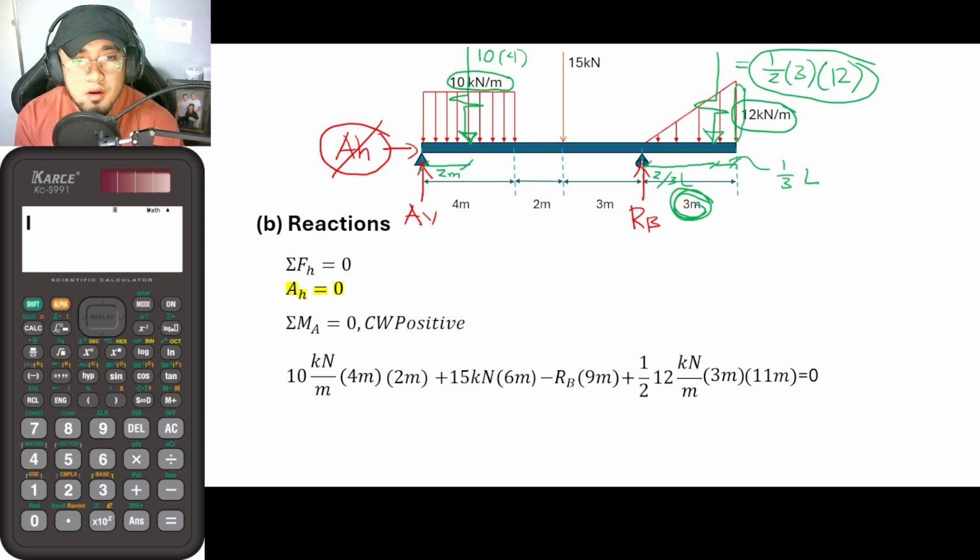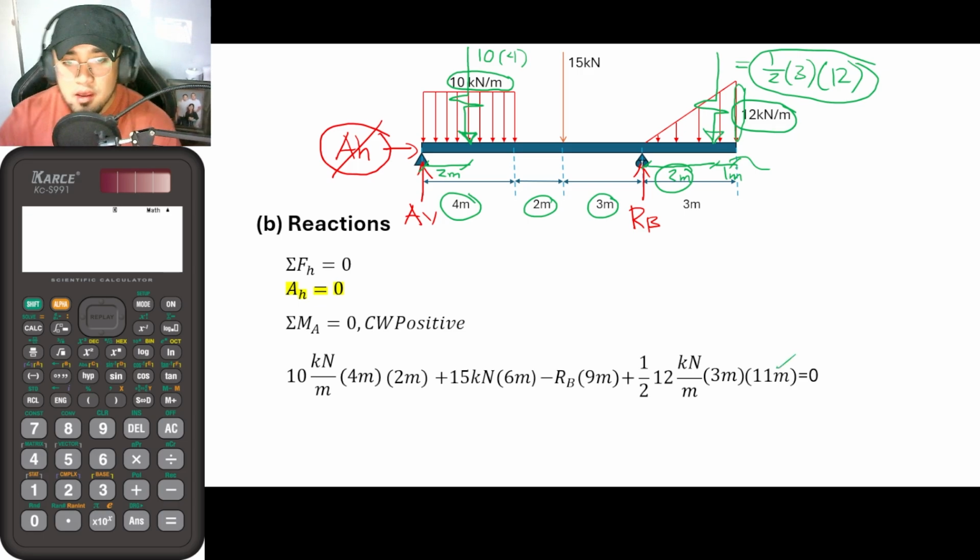If we are to divide that, guys, the 2/3 of 3 must be 2 meters and this 1 meter. So once again, if you get the total distance, 4 plus 2 plus 3 plus 2, that is equal to 11 meters. Okay, so from that, let us now solve for the reaction.